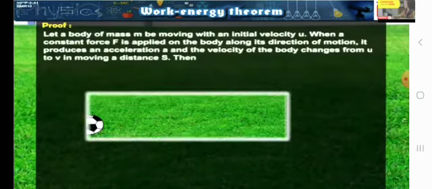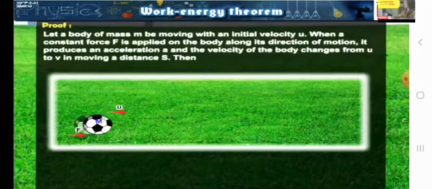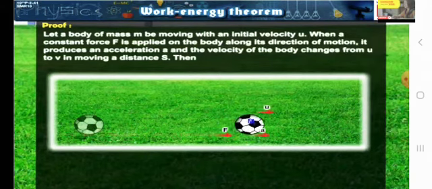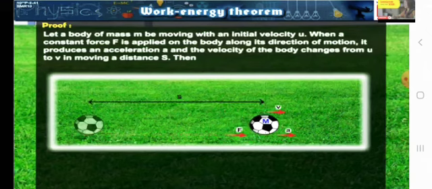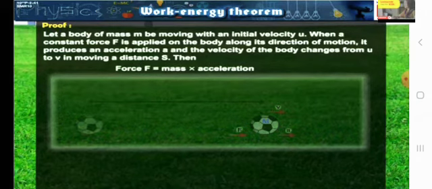Proof. Let a body of mass m be moving with an initial velocity u. When a constant force F is applied on the body along its direction of motion, it produces an acceleration a, and the velocity of the body changes from u to v in moving a distance s. Then, force F is equal to mass into acceleration, F = ma. Let this be equation 1.